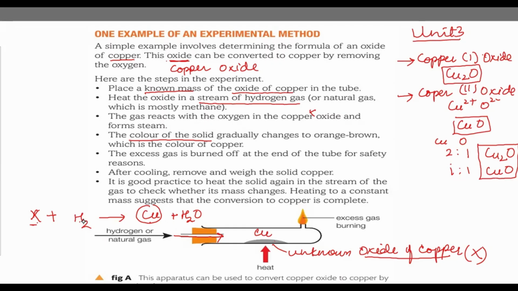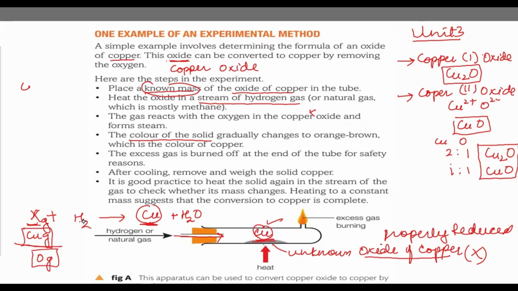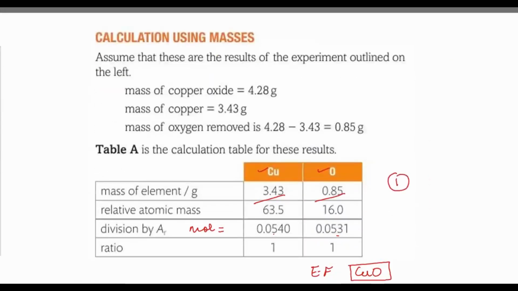Okay, now we have got the mass of, let's say, copper after reduction. We know that our oxide has been completely reduced, so this copper oxide has been converted into copper for sure. Now, we know the mass of the copper, and initially we had taken a known mass of oxide of copper. So we'll subtract the mass of copper from this in order to get the mass of oxygen. So we have the final constant mass of copper, and we got the mass of oxygen. When we have the mass of both copper and oxygen, we will now do the computation.